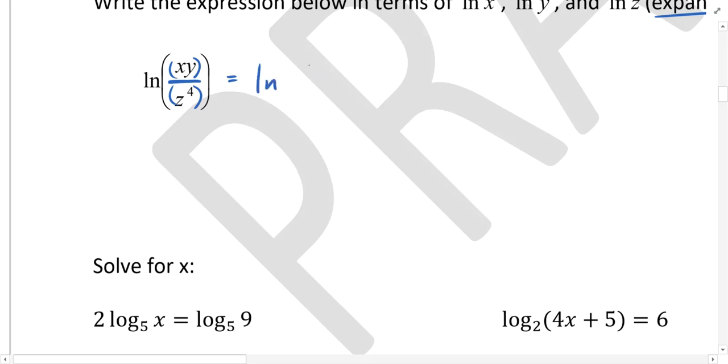So the first thing I'm going to use is the quotient rule, and I'm going to take that numerator, place that inside of the logarithm of the same base, and subtract another logarithm with the same base evaluated at the denominator.